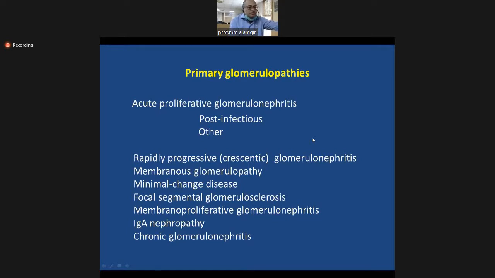Today we'll be discussing in the context of nephrotic syndrome the third one, the membranous, then the subsequent minimal change disease, focal segmental, and membranoproliferative glomerulonephritis with a touch of IgA nephropathy. These all may result in nephrotic syndrome, both in children and in adults. Whereas the previous two, acute proliferative glomerulonephritis and rapidly progressive glomerulonephritis, we discussed in detail in the session of nephritic syndrome. So these were the primary glomerulopathies.